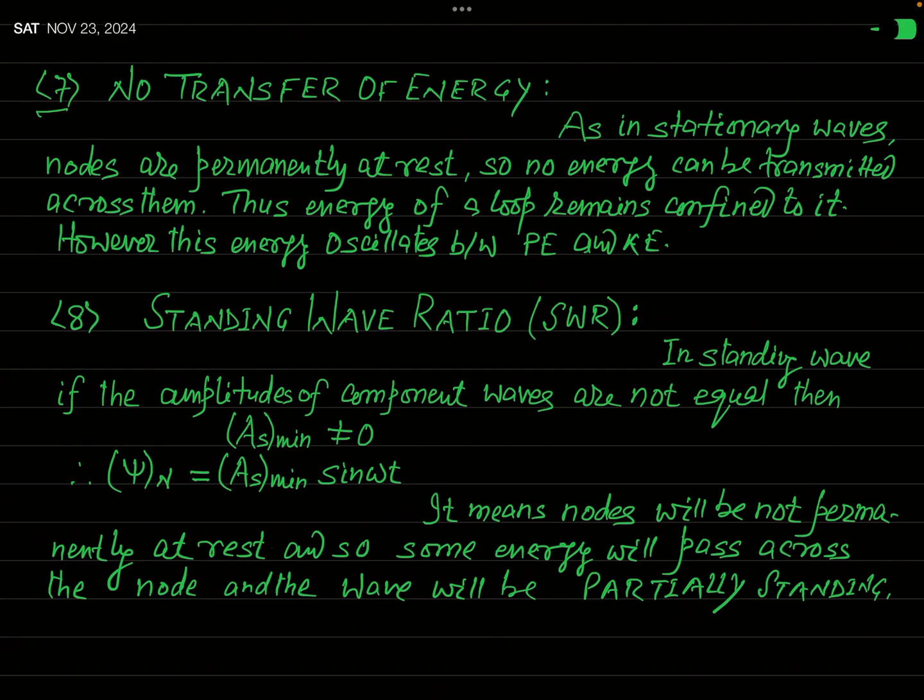But what will happen when you talk about the standing wave? As you know, in case of a stationary wave, the nodes are permanently at rest. And since the nodes are permanently at rest, no energy can be transmitted across them. So the energy of a loop remains confined to that very loop. And this is the reason for the name standing wave. But although the energy of a loop is confined to the loop, there is an oscillation of the energy from potential energy to kinetic energy and kinetic energy to potential energy.